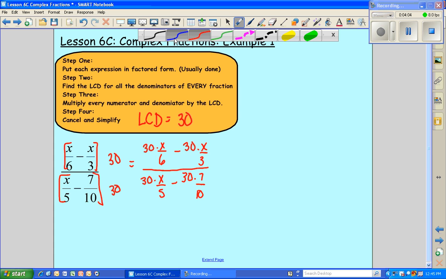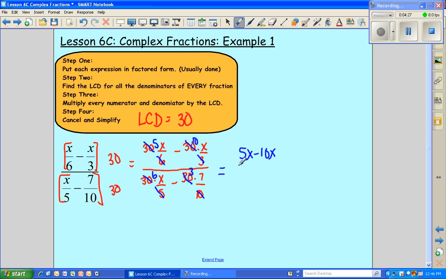And what happens is the 6 makes the 30 become a 5, the 3 makes the 30 become a 10, this 5 makes this a 6, and this 10 makes this 30 a 3. So if you'll notice, our denominators are gone, and we have 5x minus 10x, and then we have 6x minus 21. And if you combine your like terms, that's going to leave us with a negative 5x over 6x minus 21, which is a perfectly acceptable answer.